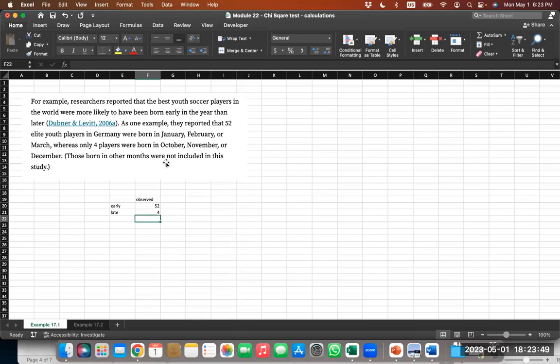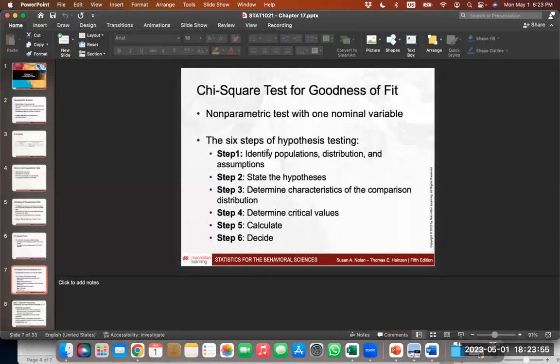And then you need to do some simple set calculations. But basically that's already meeting step number 1 of your hypothesis testing. So you identify your populations, you identify your distributions, which you know is a distribution as per count, and the assumptions. Well, you state the hypothesis.